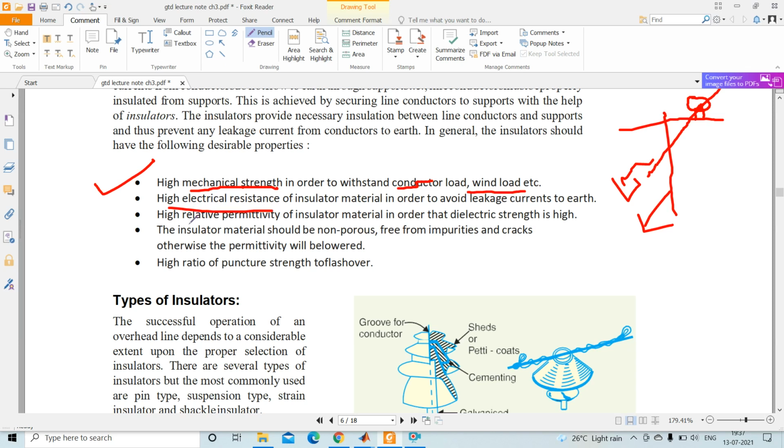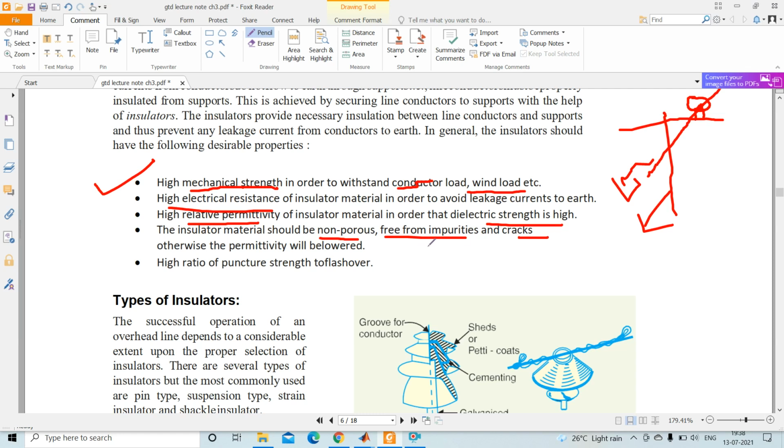High relative permittivity of the insulator material, in order that dielectric strength is high. Obviously dielectric strength is needed because it prevents breakdown in the air. So it requires high relative permittivity for high dielectric strength, and the insulator material should be non-porous, free from impurity and crack. These are the properties.